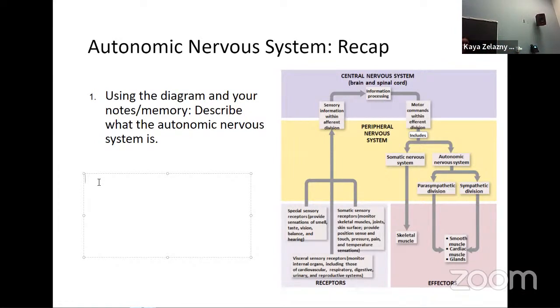So let's start going over a couple of these to check how we're doing. Does anybody want to tell me something about the autonomic nervous system and what it is? What are some words that might have cropped up in your paragraph? You've got a diagram in front of you. So what can we see here? Sure, yes. The autonomic division has two parts. It has the sympathetics and the parasympathetics.